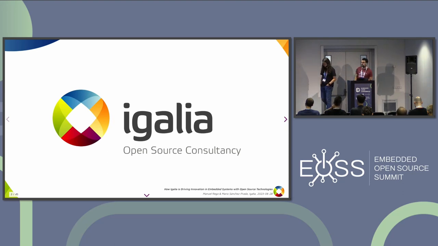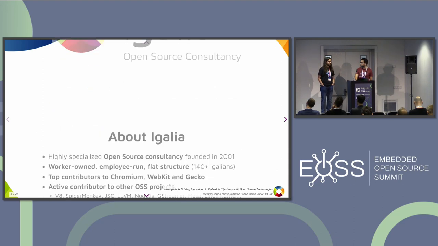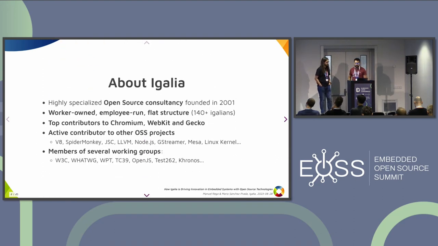So first, about Igalia, we are a highly specialized open source consultancy. We have people around the globe. We were founded more than 20 years ago, so we have been doing open source work for quite a while. We have a special structure. We are a cooperative-like company with a flat structure, and spread all around the globe, I already said that.